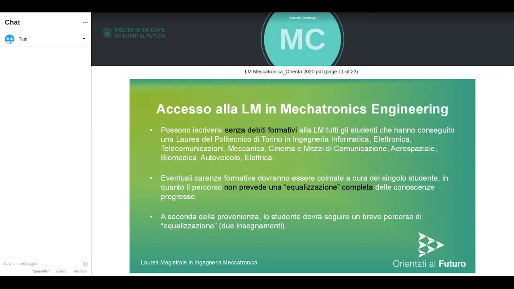In the main page, you can find on the Politecnico web the four different links to four different documents where we highlighted the competencies and skills that we consider mandatory and important to start easily the master in mechatronics.